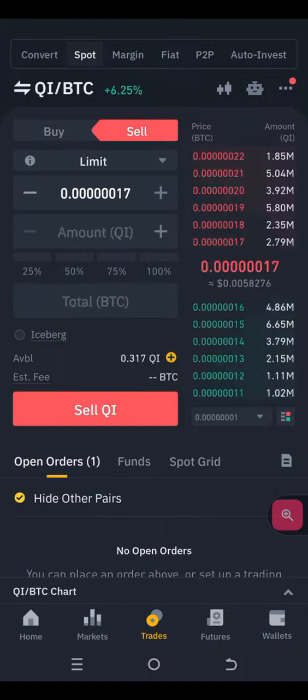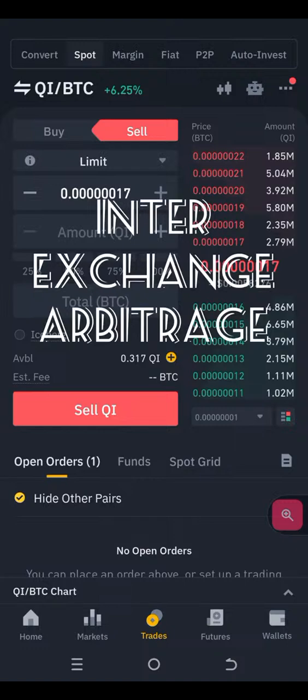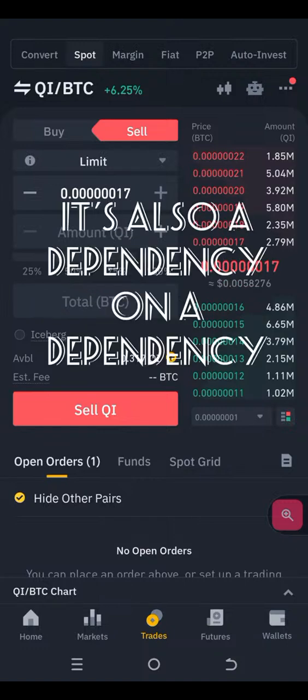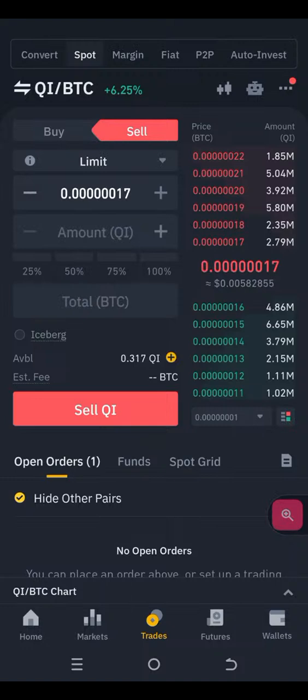Okay, so now let's go into the next one. Which makes money? Let's look at inter-exchange arbitrage. Inter-exchange arbitrage is also a dependency on a dependency. And what is inter-exchange arbitrage? It's when you buy a particular coin cheaper on a particular platform or exchange and go sell it on another exchange for profit. Now, what are the things that are involved in doing inter-exchange arbitrage?